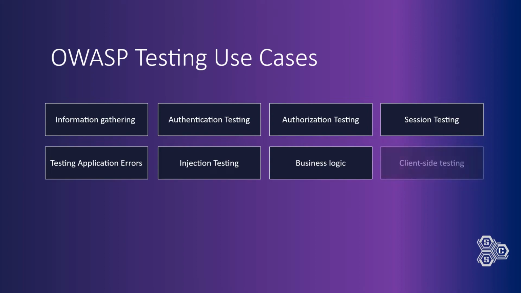Coming down to the last two of these use cases, client side testing would basically mean injecting something into the browser, aka the client, since this is where the application is served. Simple examples of client side use cases would be XSS, HTML injection, and CSS injection.